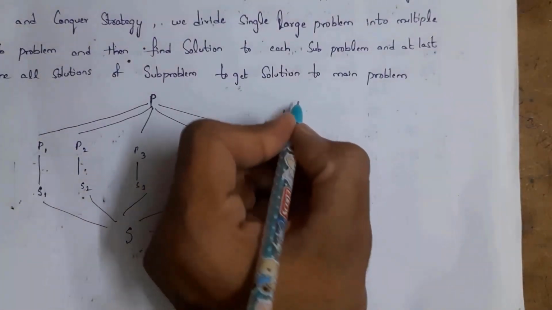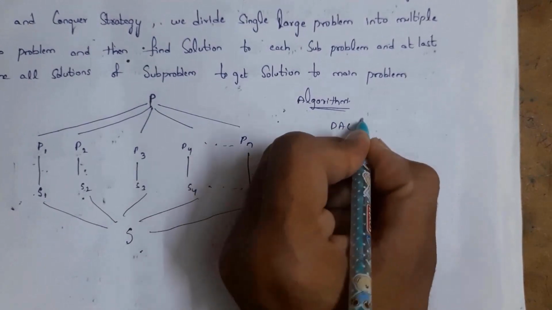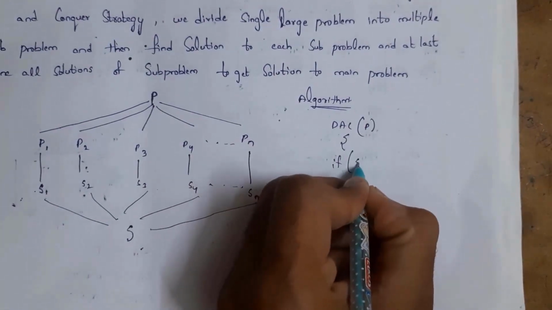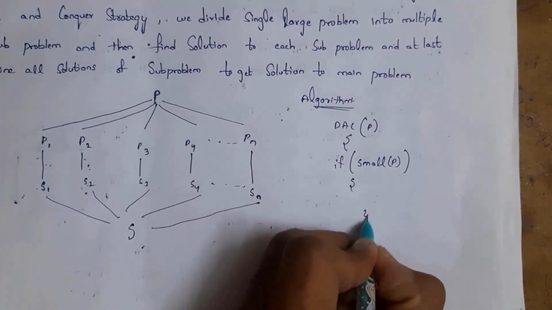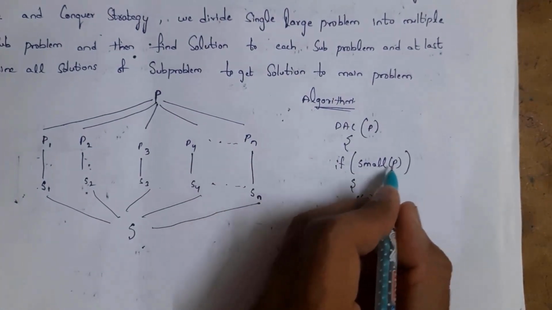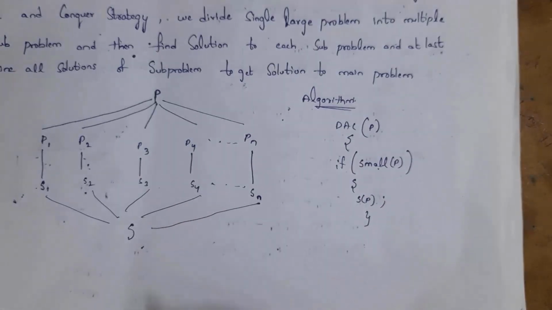Now I will write the algorithm for this divide and conquer strategy. Divide and conquer strategy of problem: if problem is small, then we can write the solution directly. Meaning of this is, if the problem is small, then we can write the solution of this problem directly.